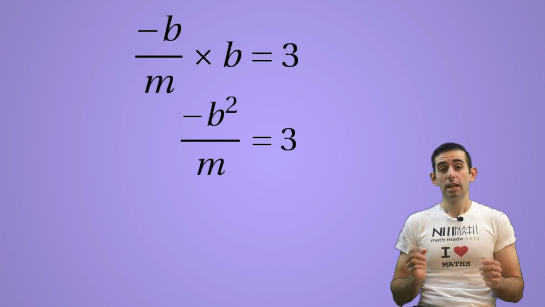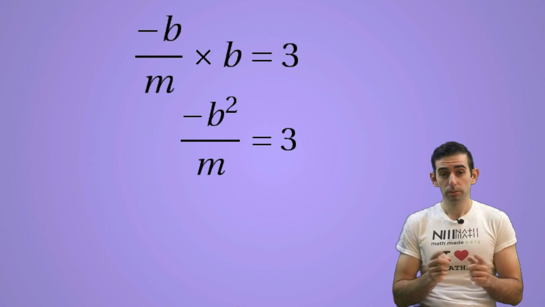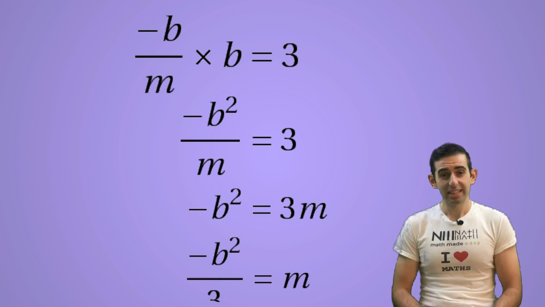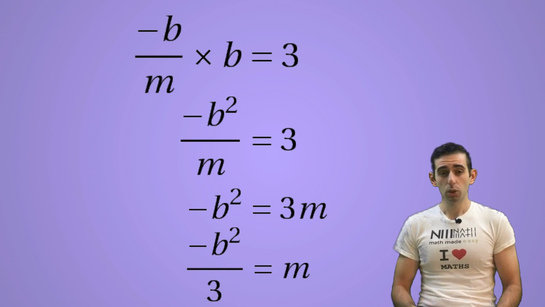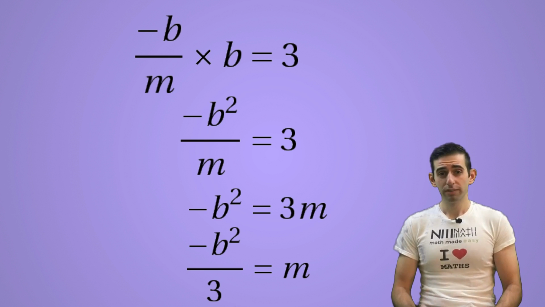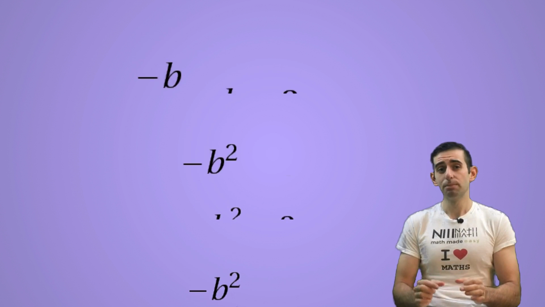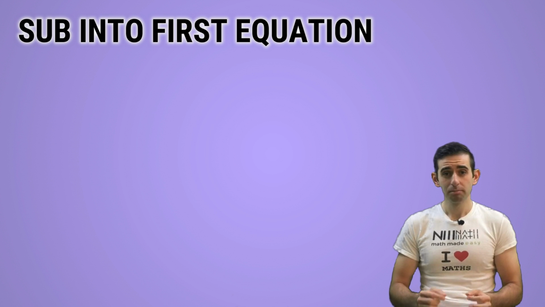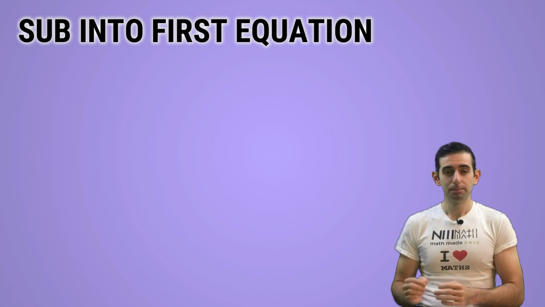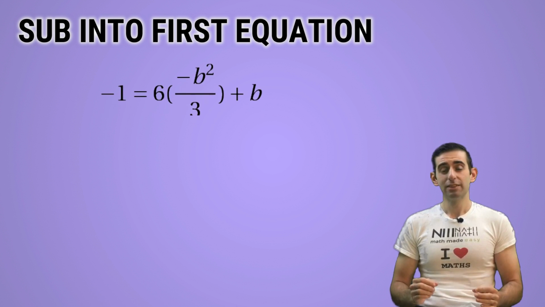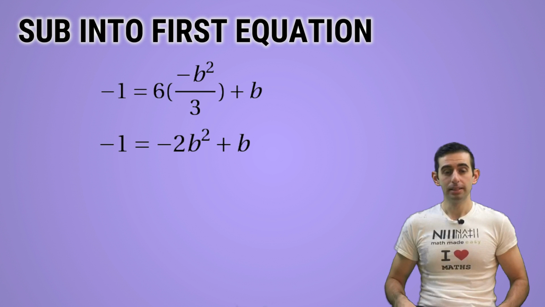Remember, when you're multiplying fractions with numbers, you multiply the tops with the tops and the bottoms with the bottoms. So we can rearrange that to get -b² = 3m, or m = -b²/3. And that's our second equation. The reason we write it like that is because now, in order to find m and b, we solve the equations simultaneously, and I can just substitute m = -b²/3 into the first equation, -1 = 6m + b. If we do that, that'll simplify to -1 = -2b² + b.